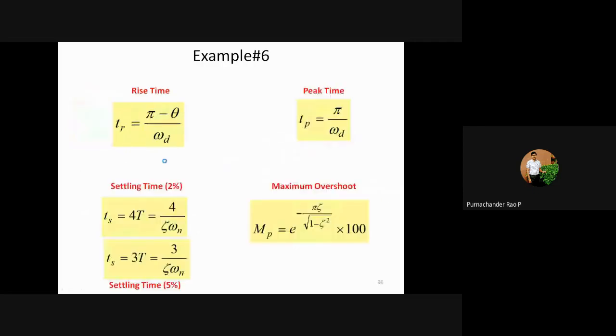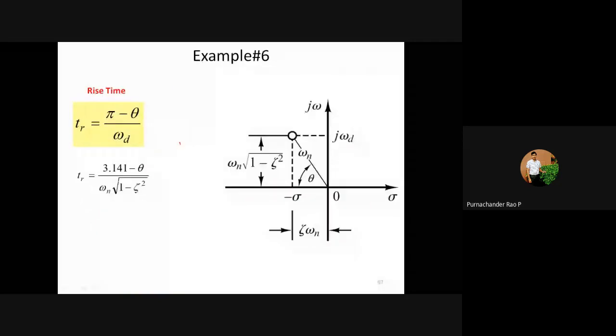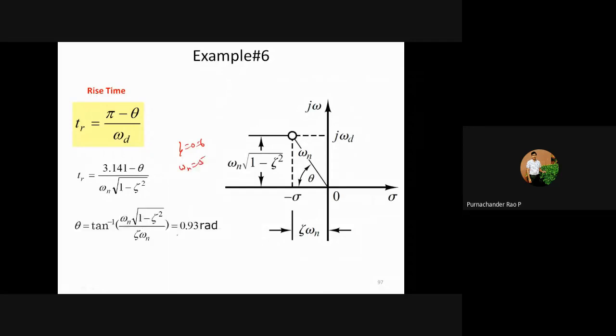Zeta is equal to 0.6 and omega n is equal to 5. So just substitute here and you are going to get these values. With the help of these values, you can then find out the rise time.